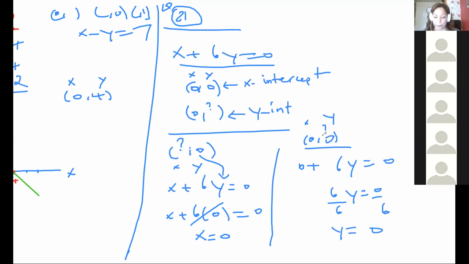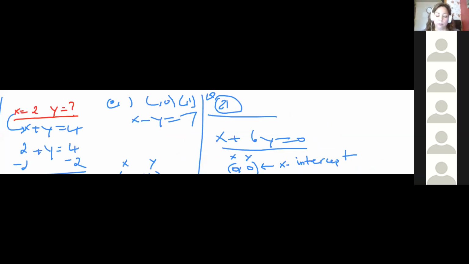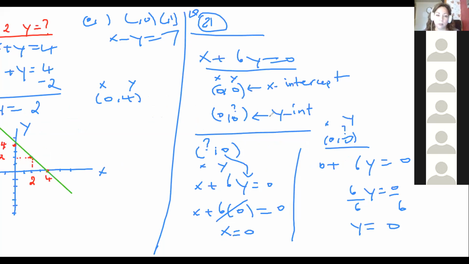Okay. So basically, this is consistent. If x is 0, the y will be 0. Let me see if we need to graph this. This doesn't ask us to graph. Just find them. They happen to be the same.